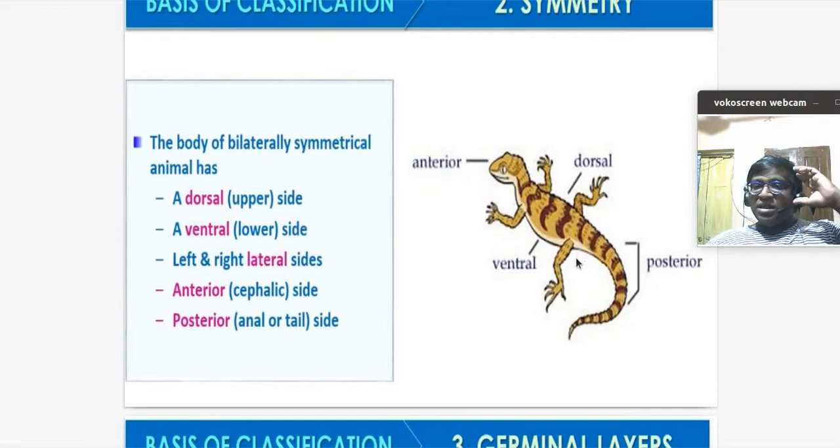We also have at the anterior region the head and the posterior region the anus is located, and we don't have tails but other animals have tails. So the anal tails are present.